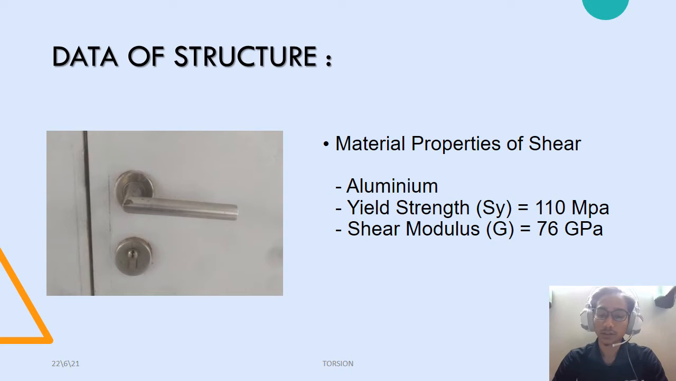Material properties of shear for this part is made from aluminium. The yield strength we assume that 110 megapascal. For the shear modulus G equal to 76 gigapascal.